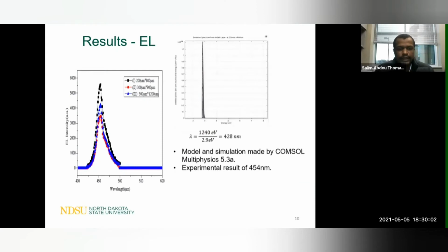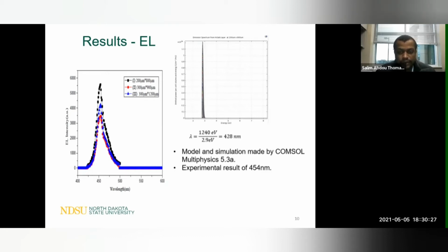And in this slide, we can see the electroluminescence spectra for the 3 different PN junction areas. The same wavelength of 454 nanometers is shown in the figure to your left by all of the 3 different devices. And to the right, we can see the simulated result from the luminescence of this LED.